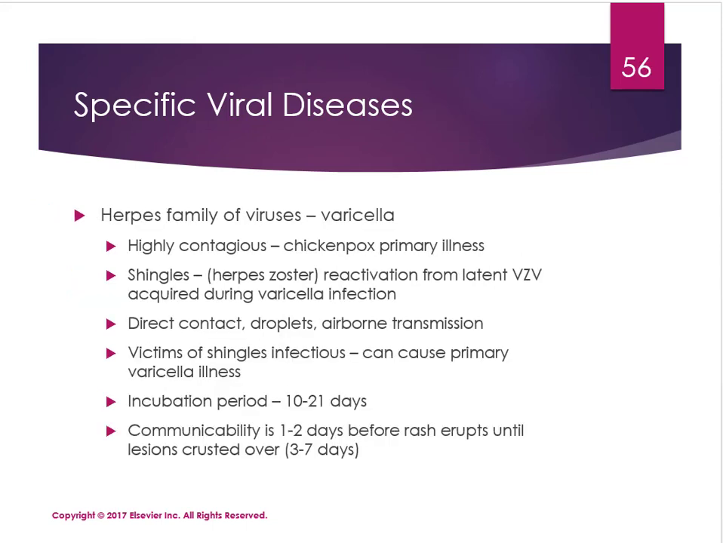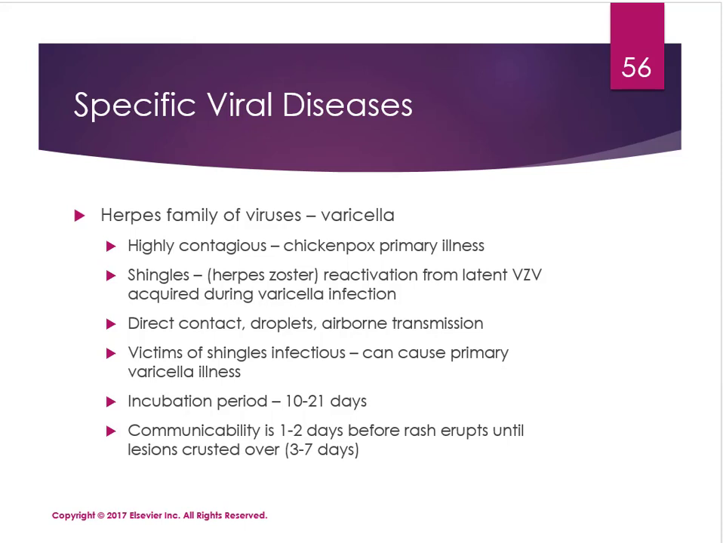Let's talk a little bit about varicella. It's highly contagious. As we know, it's the chickenpox. Shingles, which is herpes zoster, is the reactivation of the latent varicella virus that was acquired from a previous infection. It is spread through direct contact with droplets or airborne transmission. It's important to know that adults who have shingles are infectious and can cause primary varicella in children.